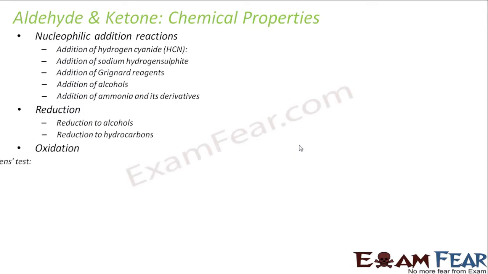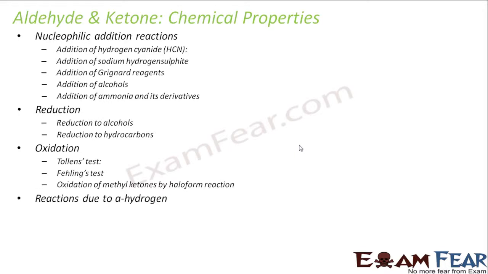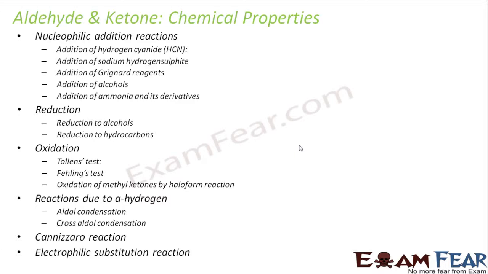We'll talk about oxidation. In oxidation, we'll talk about Tollens' test, Fehling's test. We'll talk about oxidation of methyl ketones by haloform reactions. We'll also see reactions due to alpha hydrogen. We'll see alpha hydrogen is more acidic. We'll talk about aldol condensation in this alpha hydrogen reaction. We'll talk about cross aldol condensation. We'll talk about Cannizzaro reaction where there is no alpha hydrogen, and we'll also talk about electrophilic substitution reaction. So we'll talk about these kinds of reactions for aldehydes and ketones.